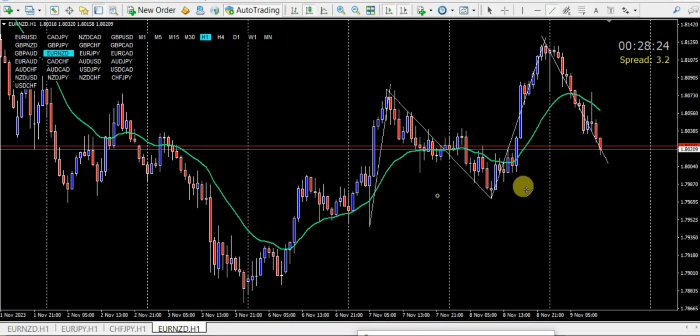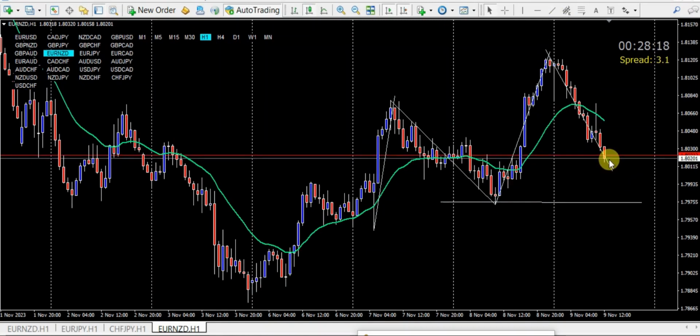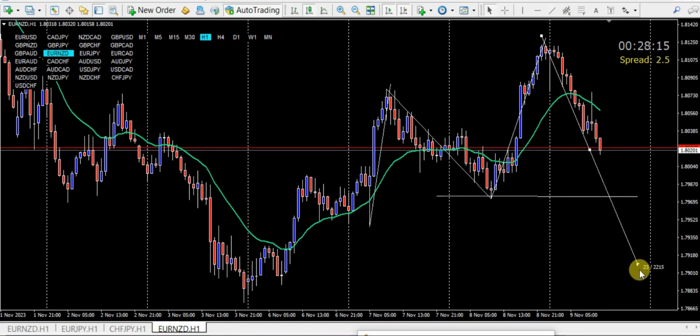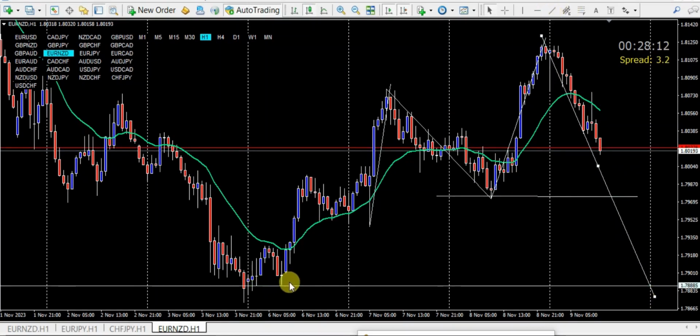Maybe it will terminate from here, or it will slash through and move downward until it gets to this point, because we have a lot of, see this one now, see this one. Those are the places where the price is being rejected.